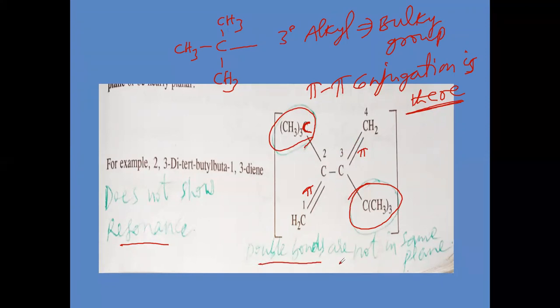The double bonds are not in the same plane. If both double bonds are in the same plane, only in that condition will the delocalization of pi electrons take place. But here, due to the bulky alkyl groups, the two pi bonds are not in the same plane. Both are in different planes. In that condition, though pi-pi conjugation is there, the pi electrons will not be delocalized, meaning the mesomeric effect does not occur. Resonance will not be there in this type of compounds.